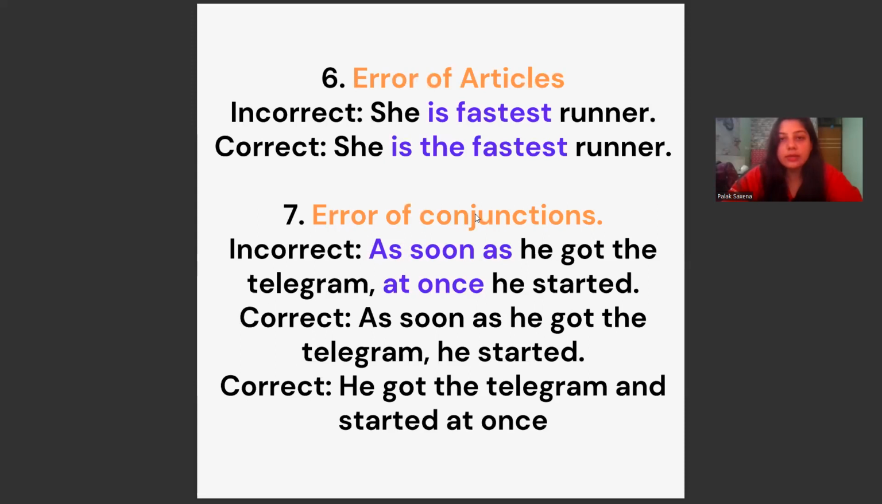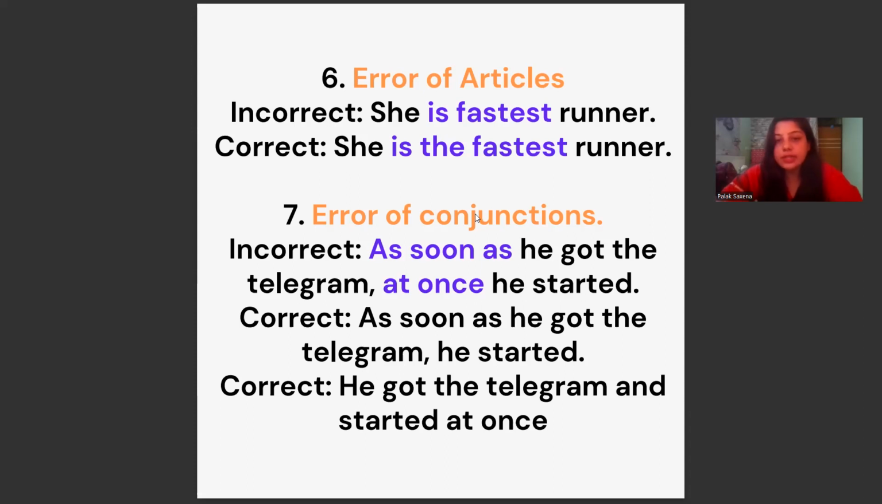Now let's learn about the error of articles. So one sentence is she is fastest runner. If you know that we always use est with the superlative degree, whenever it is the highest form. So with the highest form, with EST or the superlative form, we always use one article, which is the. So she is fastest runner is wrong because with EST, we have not used the here. So this is one point you should remember: whenever you're going to use a superlative degree, you will always have the in it.